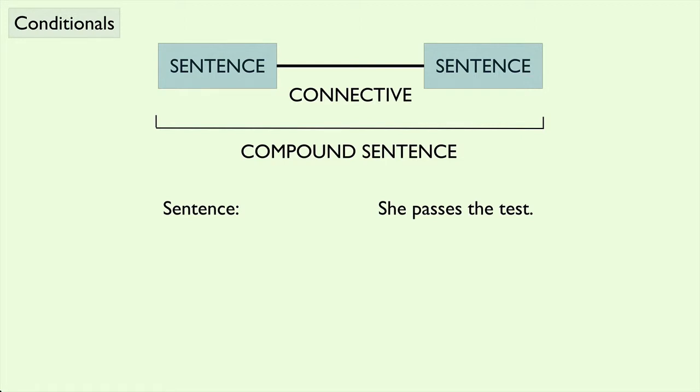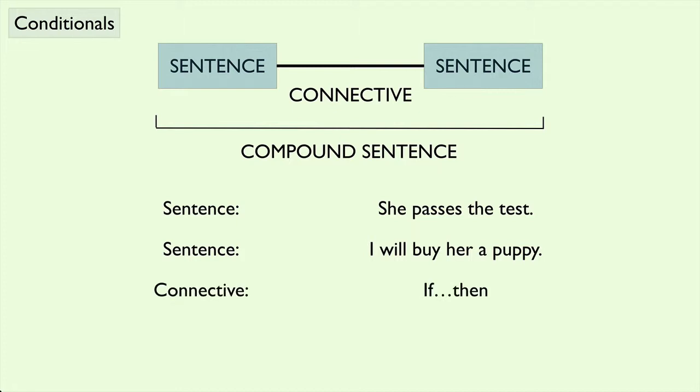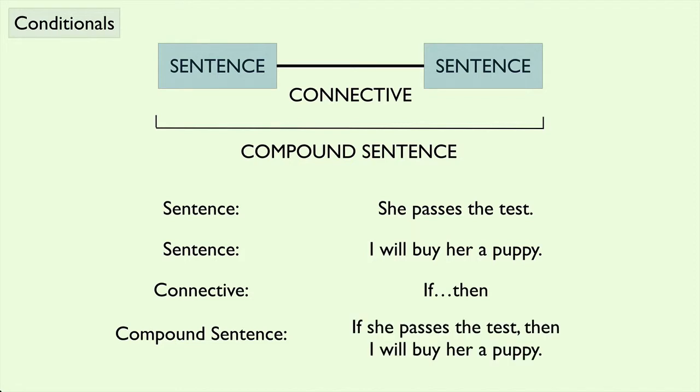Here's a sentence: she passes the test. Here's another sentence: I will buy her a puppy. And the connective is going to be "if, then." So we're going to use each of these words in a different place. Here's how it works for the compound sentence: if she passes the test, then I will buy her a puppy.